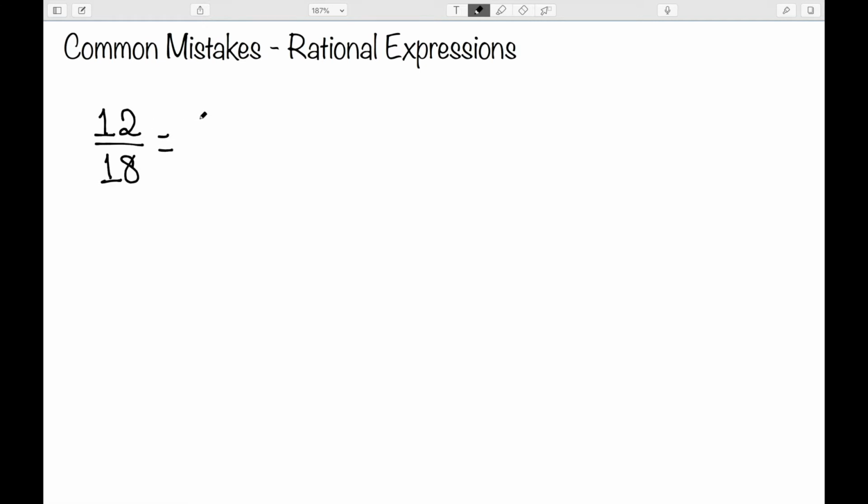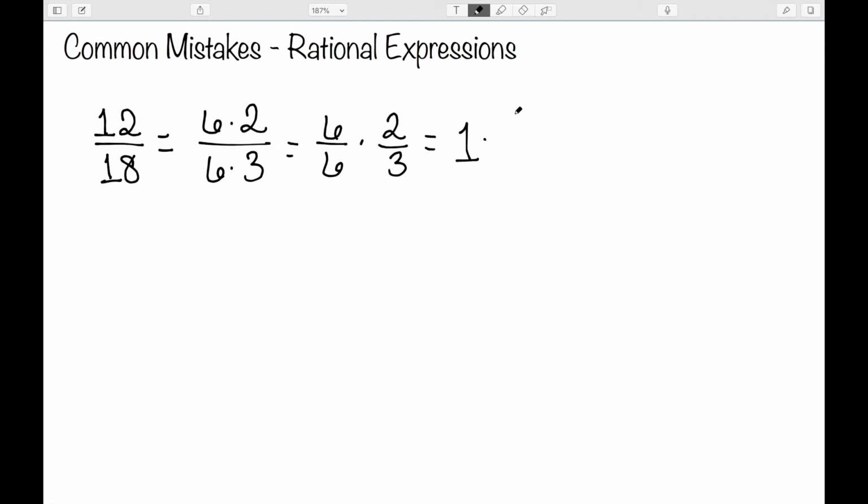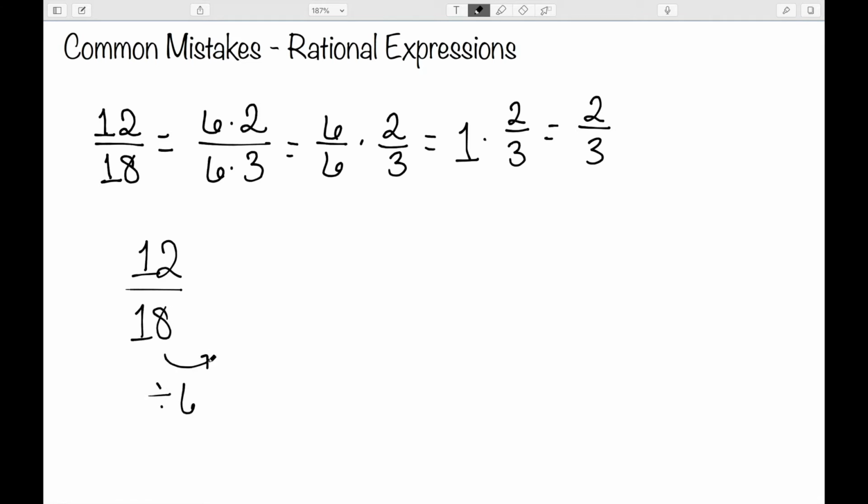We can rewrite 12 as 6 times 2, and we can rewrite 18 as 6 times 3. So this is 6 over 6 times 2 over 3. And 6 over 6 is just 1. So whenever we learn how to simplify this and we think of dividing the top and bottom by 6 to reduce, to get 12 divided by 6 is 2 and 18 divided by 6 is 3, this is the process that we're doing. We're actually factoring out this 6 and then dividing it to be equal to 1.